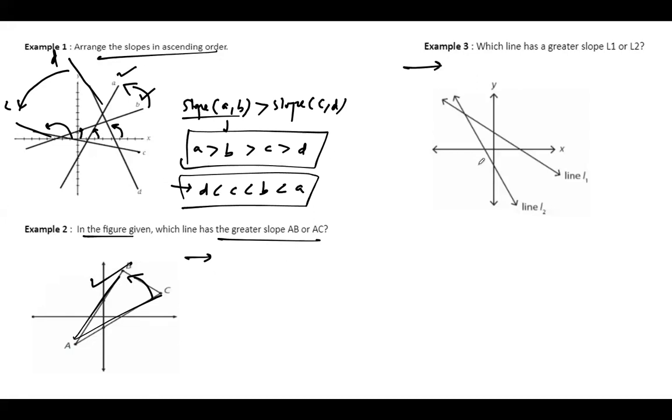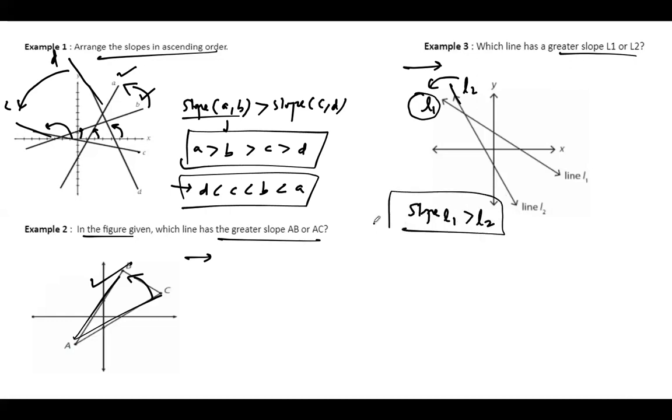Example 3. Which line has a greater slope? This is L1 and this is L2. L1 is greater than L2 because L1 is the line to the left of L2. The slope of L1 is greater than the slope of L2. No need to think. If you are having confusion, then transpose this line here at this point. It's easier to compare. This is L1, this is L2, so L1 lies on the left. This is how we compare.